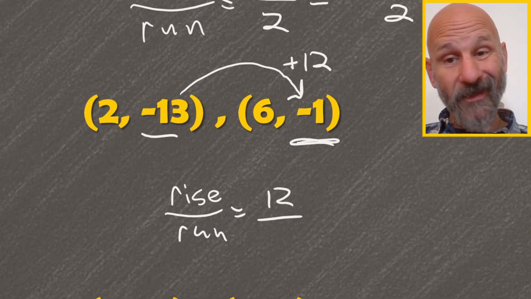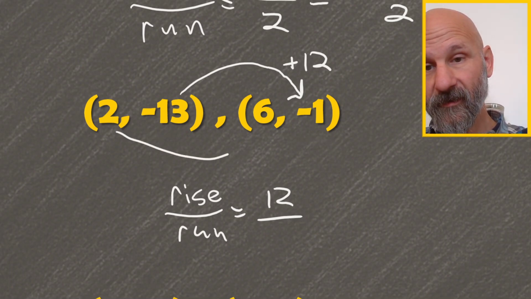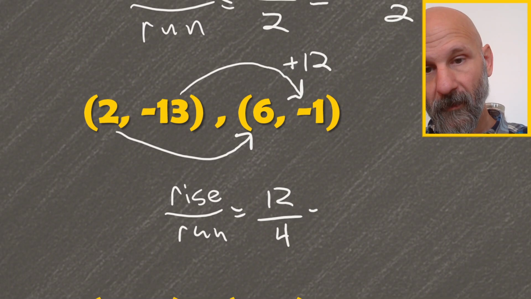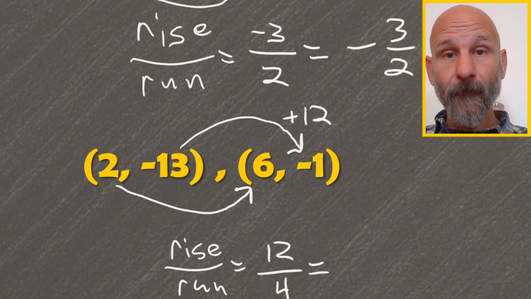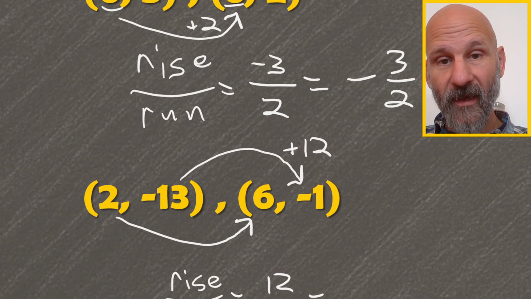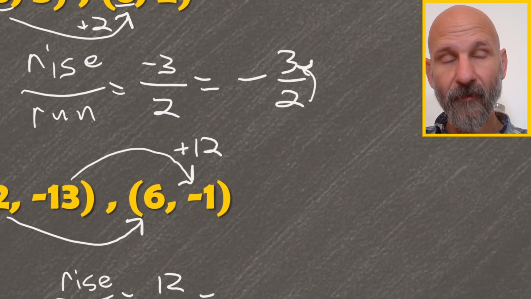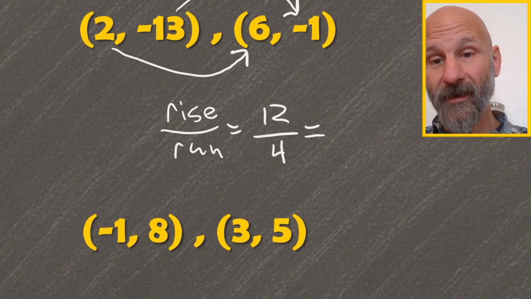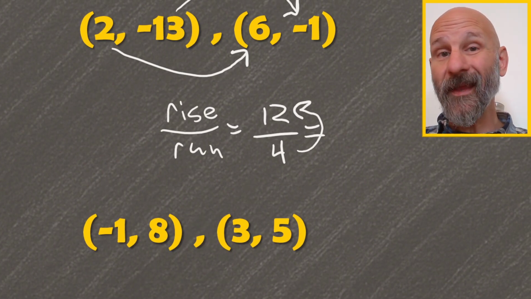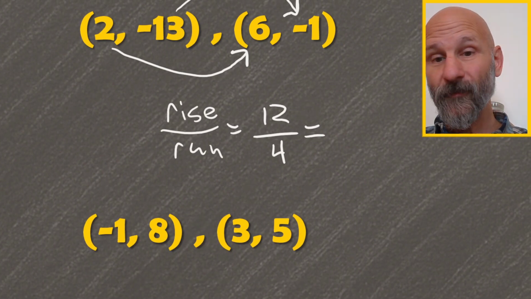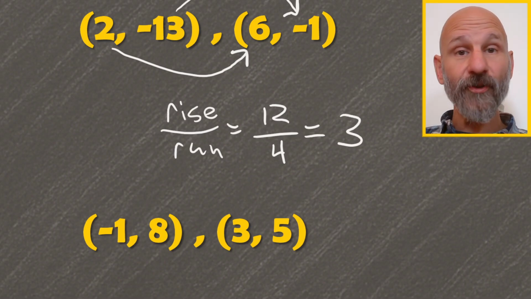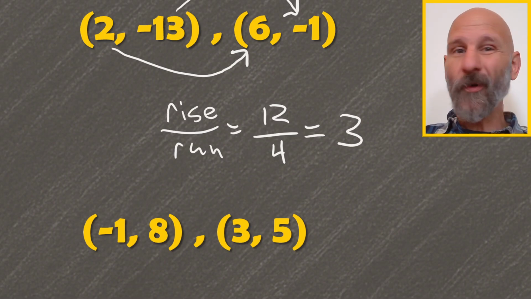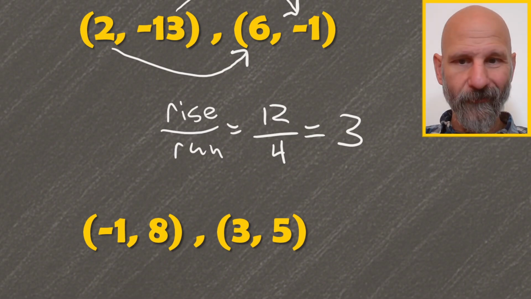And then for the run, look at the x's. Going from 2 to 6: 2, 3, 4, 5, 6. It went over 4. Okay, now on this first one, 2 doesn't divide into 3, so we leave it as a fraction. Now in this case, 4 does divide into 12, so we think of that fraction bar as a division symbol. 12 divided by 4 makes 3. So there's your slope. Now, if you're thinking rise over run, 3 over 1 would be correct. But when we write our answers down, if it's a whole number, we don't write it as a fraction.